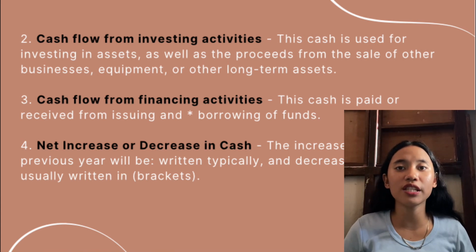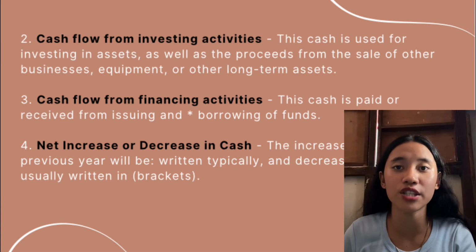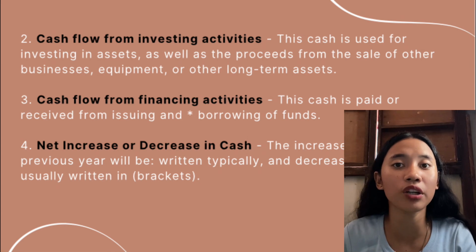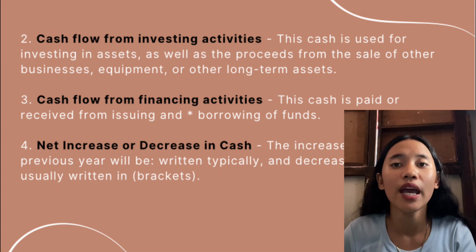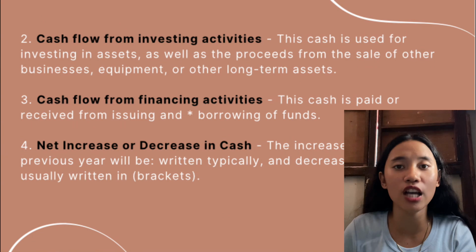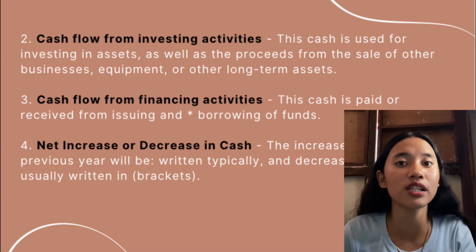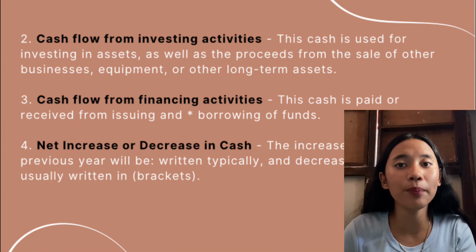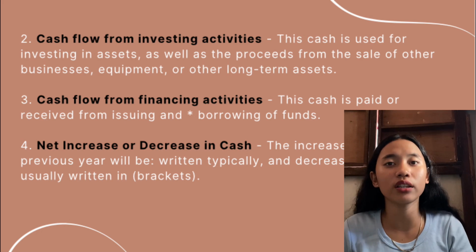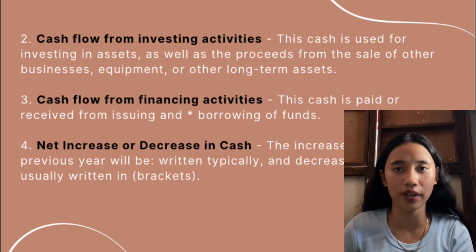So the last one is the net increase or decrease in cash. This is the overall change in your cash balance during the period. It's calculated by adding the cash flows from the three activities above. A positive number means your cash increased. A negative number means it decreased.